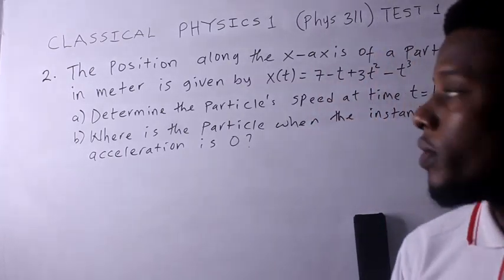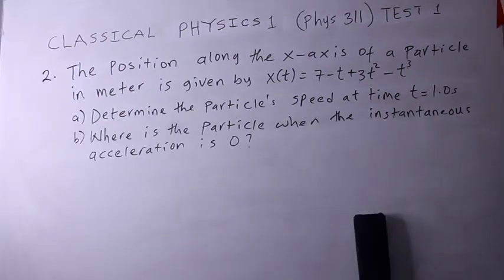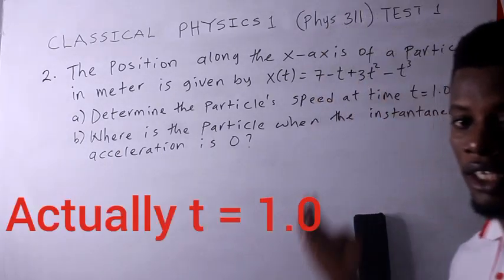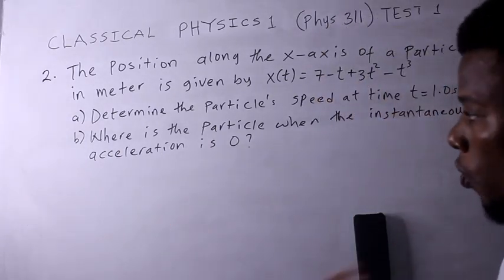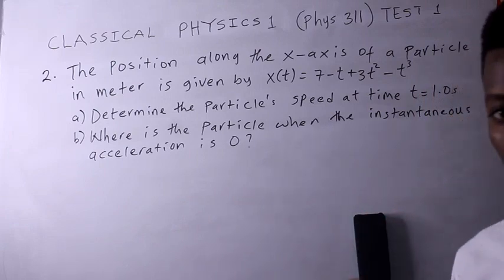So question number 2 says the position along the x-axis of a particle in meters is given by the function x of t equals 7 minus t plus 3t squared minus t cubed. A. Determine the particle speed at time t equals 0. And B. Where is the particle when the instantaneous acceleration is 0?